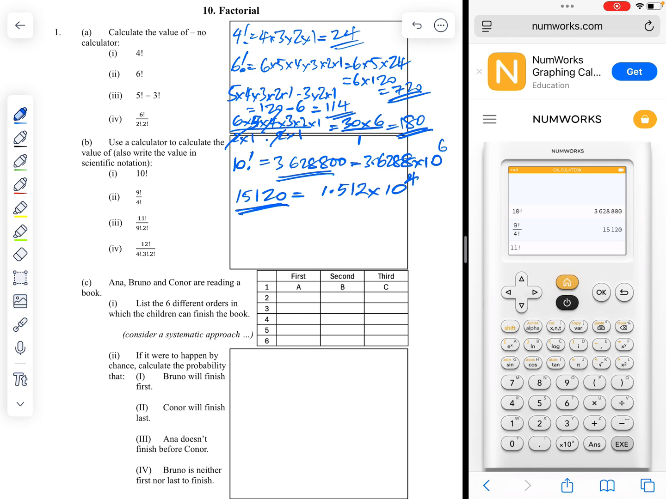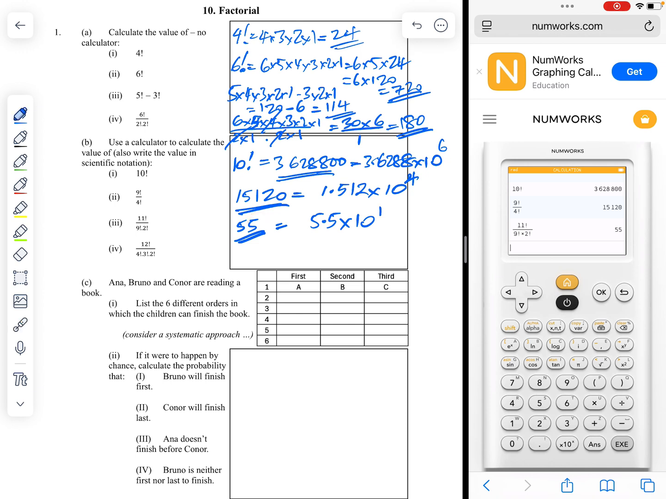Toolbox, execute, move across 1, divided by, and now we need 9 factorial, 9 with the toolbox, execute, move across 1, times. Now we want 2 factorial, 2 in the toolbox, execute. This is what we want, 55. 55, which is 5.5 times 10 to the power. We need to move just the 1, times 10 to the power 1.